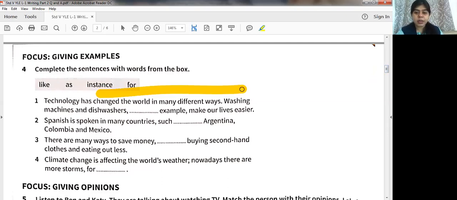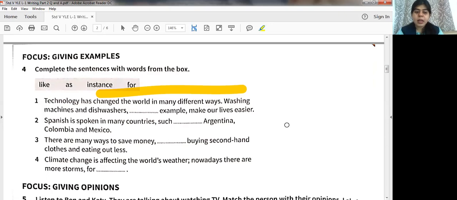Technology has changed the world in many different ways. Washing machines and dishwashers, for example. So it is going to be for. Spanish is spoken in many countries, such as. We use that in our daily communication also, right? Such as Argentina, Colombia, and Mexico.